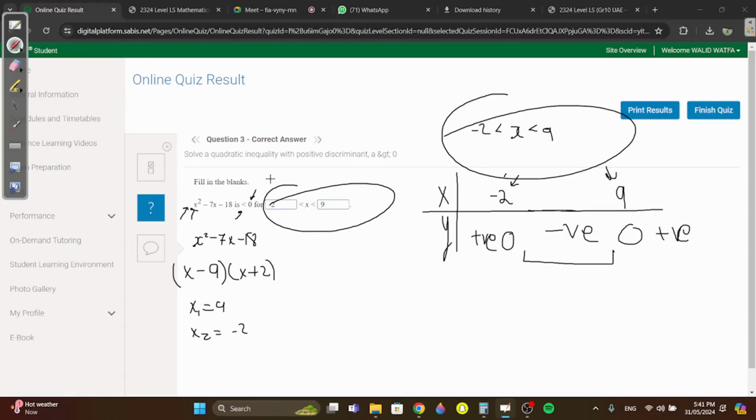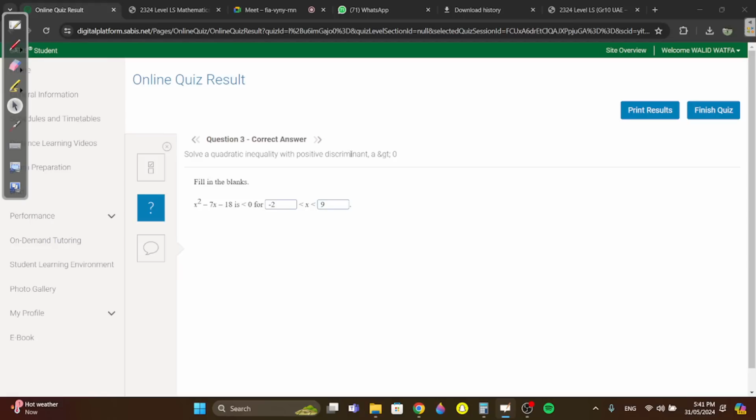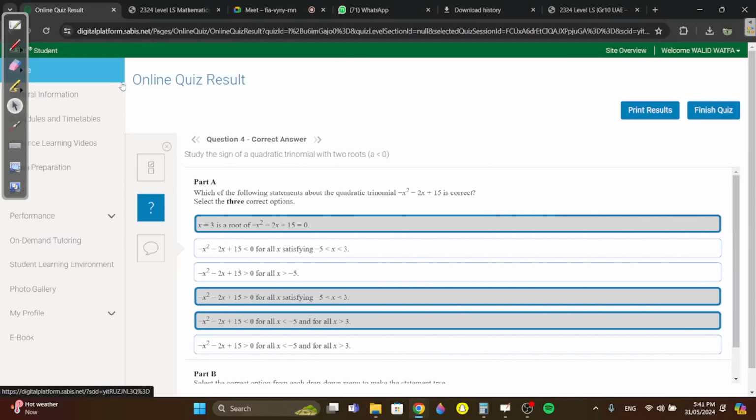Okay, so if you want to draw this quadratic, it would look like this. You have negative 2 over here, you have 9 over here. See how it's positive, positive, positive. Then after it crosses negative 2, it becomes negative, and then it crosses 9 and starts becoming positive again, just so you can help visualize it. I'm trying my best to.